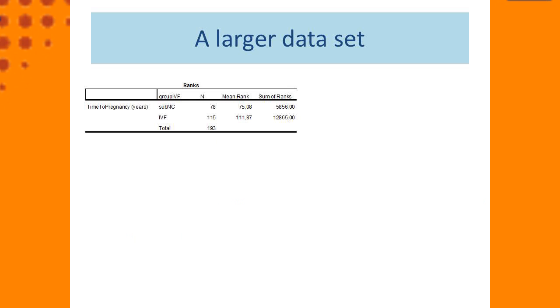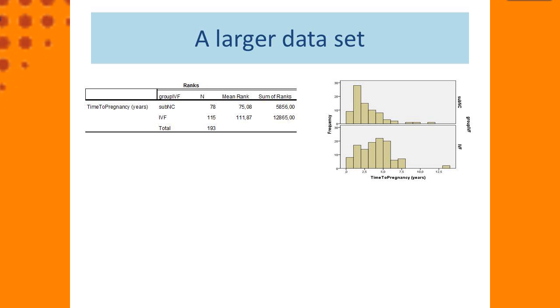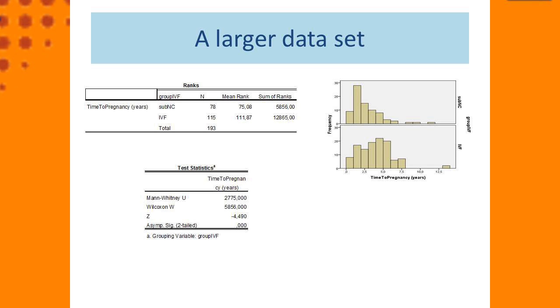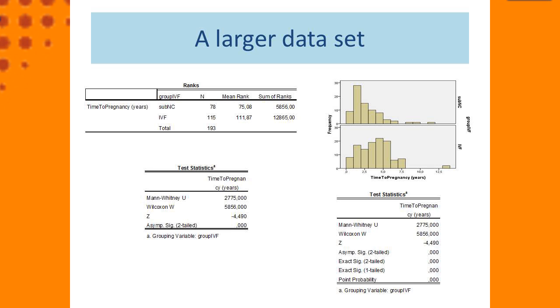For the total set of all 193 women, the results of the Wilcoxon and Mann-Whitney test are given here. Based on the histograms, we decided not to use the t-test. The result of the test shows a highly significant result based on an asymptotic p-value. Also, the exact p-value is smaller than 0.001. Based on the table with descriptives, we can see that the women from the IVF group have higher mean rank, indicating a longer time until pregnancy than the naturally conceiving women.